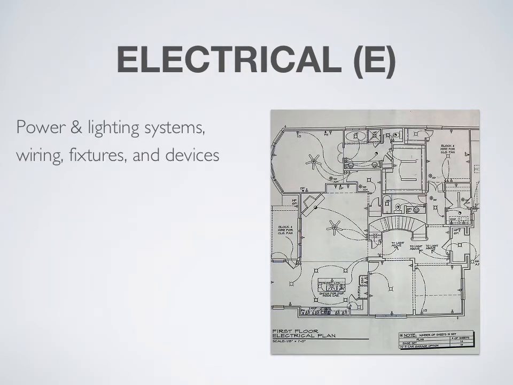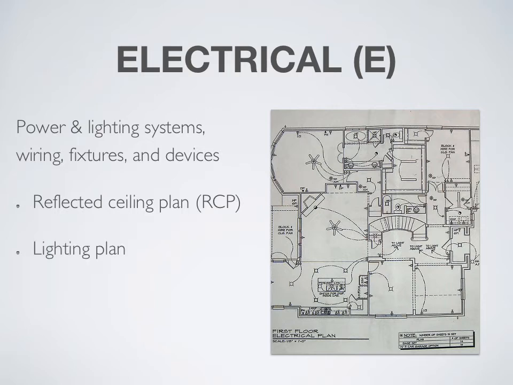Here we have an electrical plan. It includes power and lighting systems, wiring, fixtures, and devices. All the information that an electrician would need to do their job. A reflected ceiling plan, or RCP, is similar to a floor plan, but instead of a floor plan being cut and looking down towards the ground, the RCP is that same exact cut but looking up towards the ceiling.